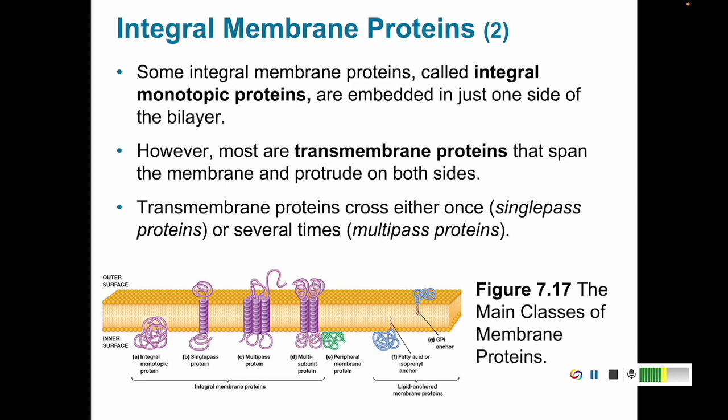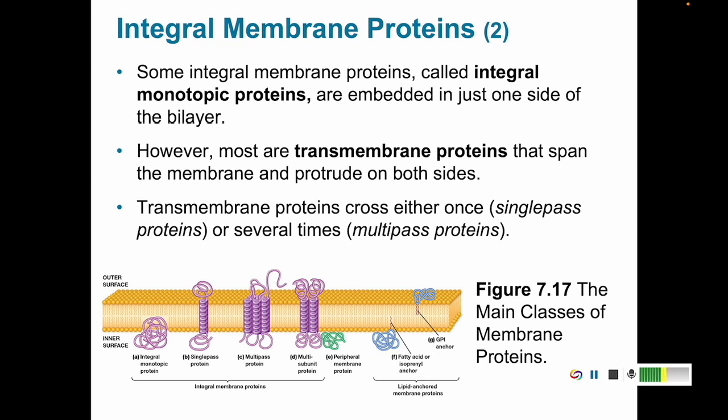Some integral proteins are called integral monotopic. So mono meaning one. They are embedded in just one side of the plasma membrane. But most membrane proteins are transmembrane. That means they go across the membrane. So they are going to have an intracellular side and an extracellular side.